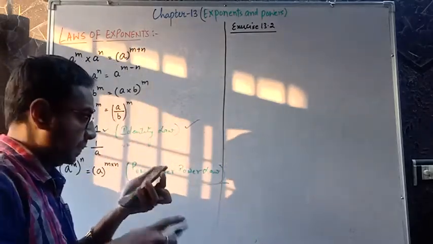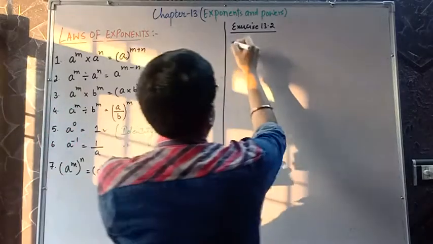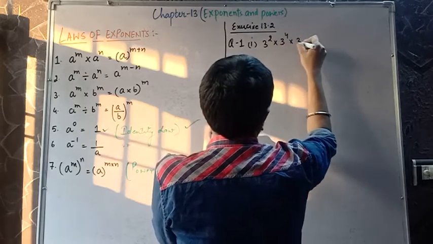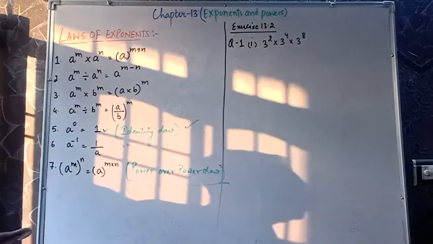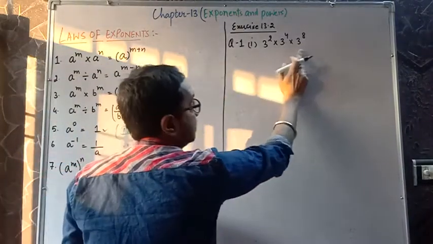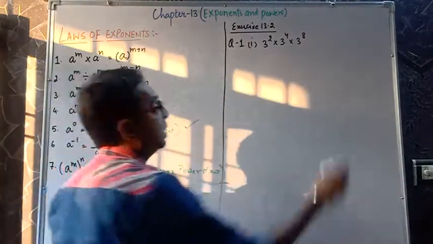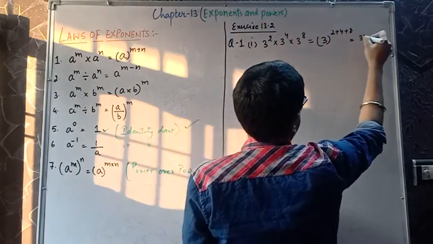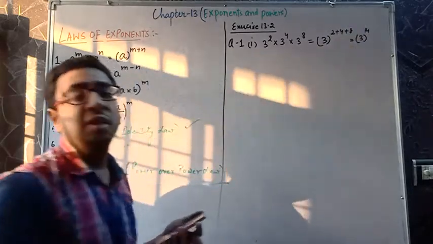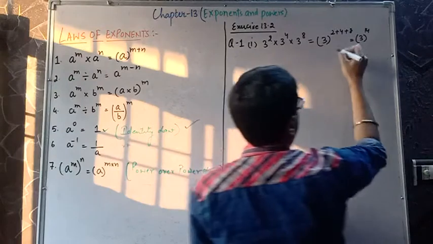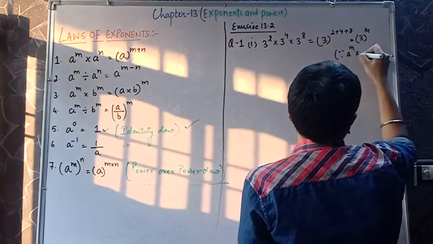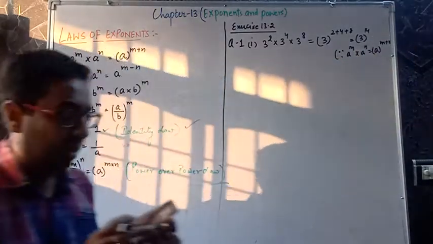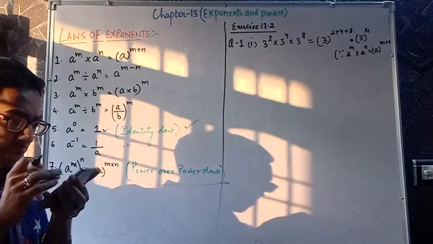First question, first part: 3 raised to power 2 into 3 raised to power 4 into 3 raised to power 8. Now see, which rule will be applied first? Bases are same, in multiplication powers are added. So it will be 3 raised to power 2 plus 4 plus 8, that is 3 raised to power 14 is the answer. Why? We have to write this rule, and in the bracket you will write, because a raised to power m into a raised to power n is equal to a raised to power m plus n. You have to mention the rules. Are we clear?